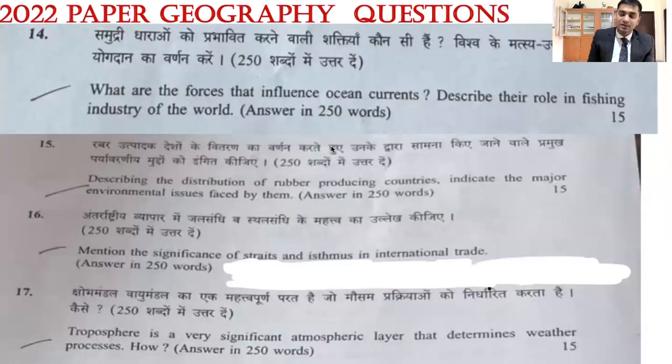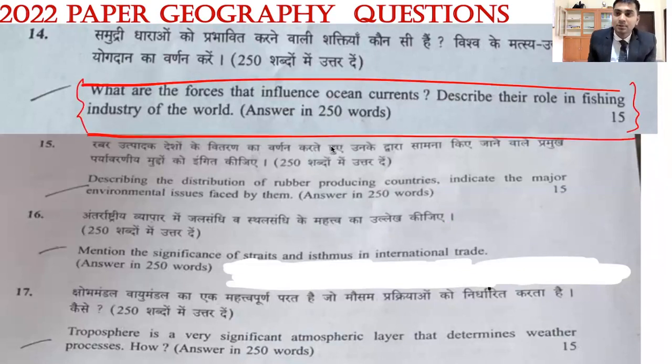The next 4 questions are in the 15 marker from geography. What are the forces that influence ocean currents? Describe their role in the fishing industry of the world. Very simple question for 15 marks. Cold ocean currents, warm ocean currents, right? The meeting point of cold and warm ocean currents, you can write substantially by drawing a beautiful diagram of the map of the ocean currents and showing the major fishing grounds and how they are playing a crucial role. You can also write how El Nino and La Nino are going to change this cycle, right? So this is a very simple question directly from the prelims, a very easy question.